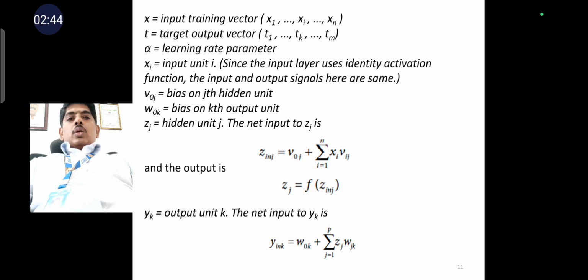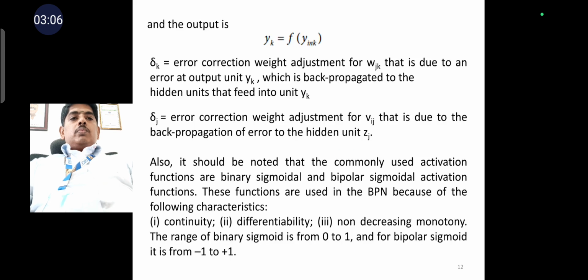Similarly, for the output unit Yk, the net input value Ynk equals the bias, which we represent by W, plus the summation of j equal to 1 to p of Zj into Wjk. By using this formula, I calculate the net input value of the Yk neuron, and the output Yk equals the function of Ynk. So that gives the output neuron values.